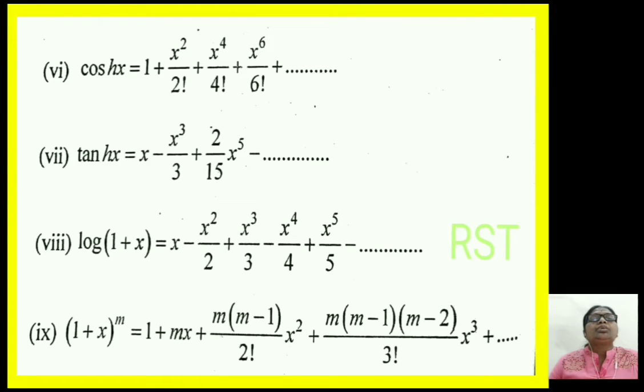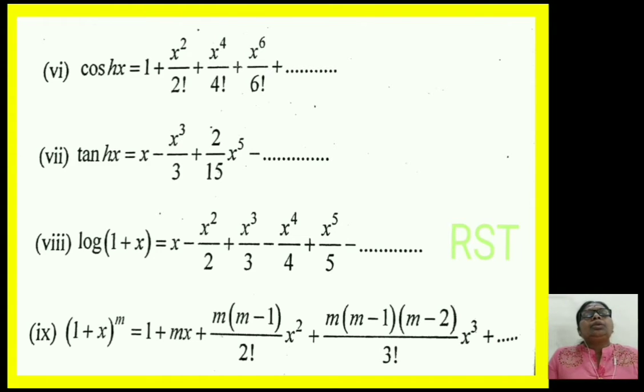Seventh expansion is of tan hyperbolic x. Tan hyperbolic x equals x minus x cube by 3 plus 2 upon 15 x raised to 5 minus and so on. That means an alternate plus-minus sign is there in the expansion.